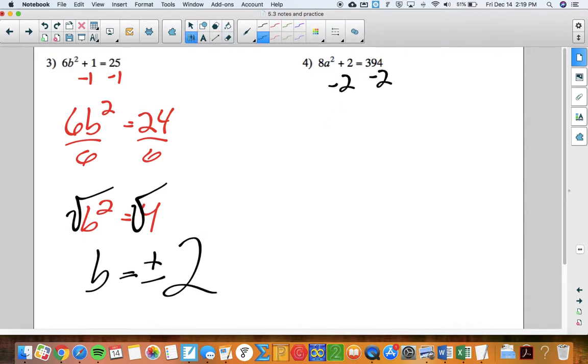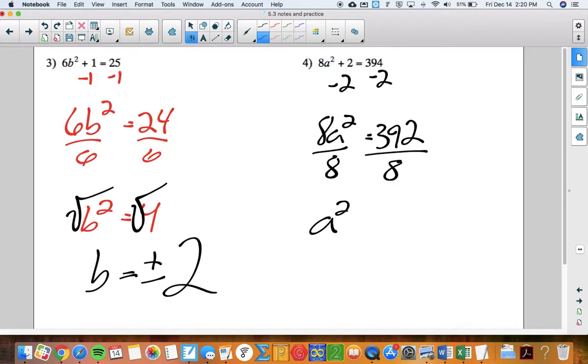Number 4, let's subtract 2. So we get 8a squared equals 392. Dividing by 8. So we get a squared equals, so I know that 8 times 50 is 400. Whoa, because 8 times 5 is 40, so add a 0, it's 50.